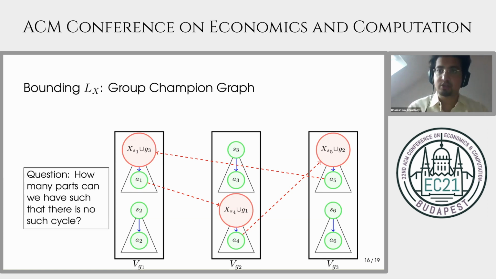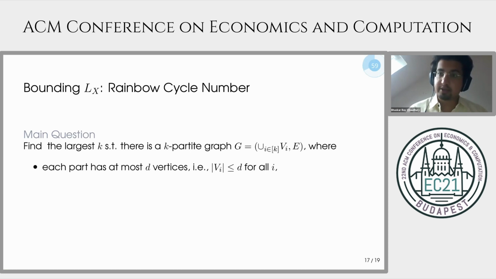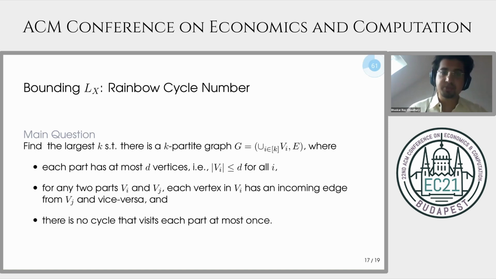Because the number of parts corresponds to the number of goods in LX. So let me phrase this formally. This is our question. We want to find the largest K such that there exists a K-partite graph. Each part has at most D vertices. And for any two parts, Vi and Vj, each vertex in Vi has an incoming edge from a vertex in Vj and vice versa. And there exists no cycle that visits each part at most once.